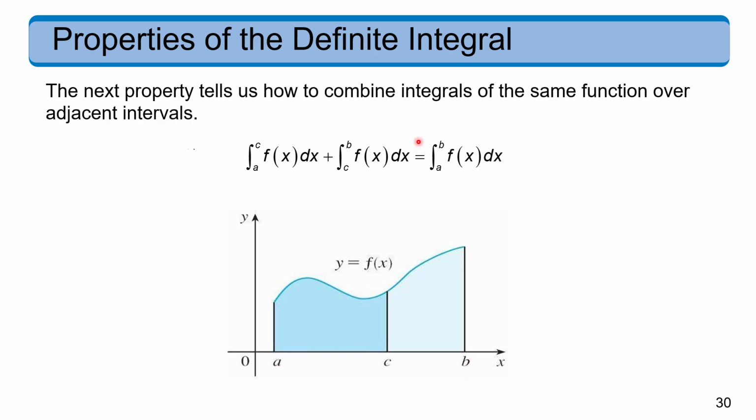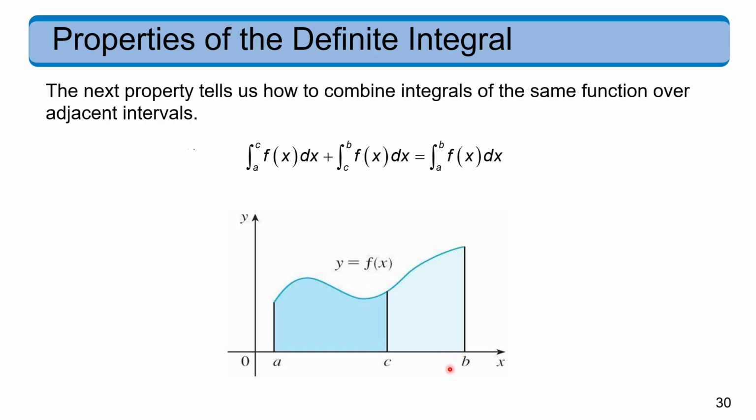So this property says if you consider the original integral over the entire interval from a to b, that would be interpreted as the area below this curve over this entire interval. That's the same thing as breaking it up into two integrals and adding them together. The first integral goes from a to c and the second from c to b, which you can see down here. So the first integral goes over this part. The second integral goes over the second subinterval.